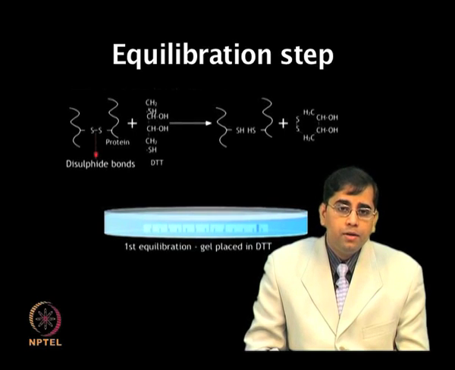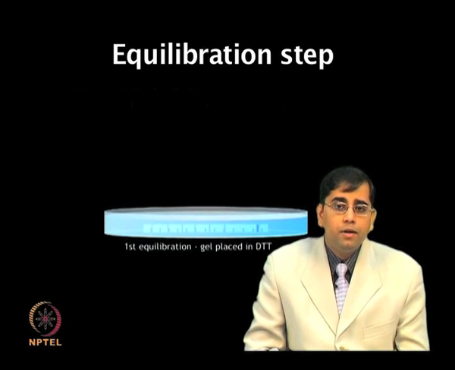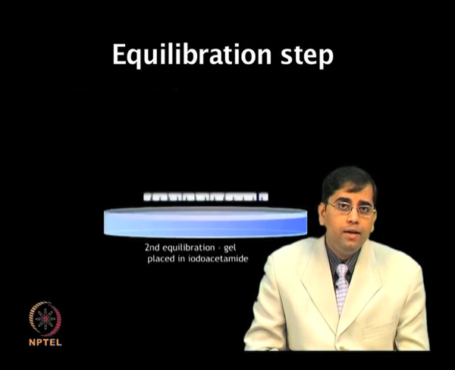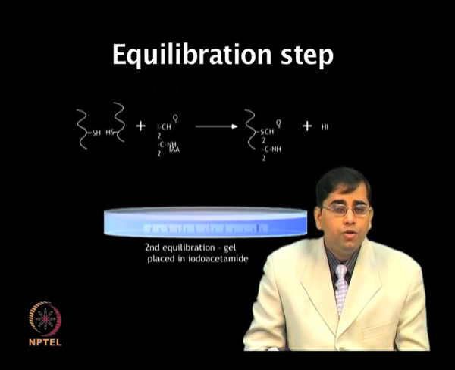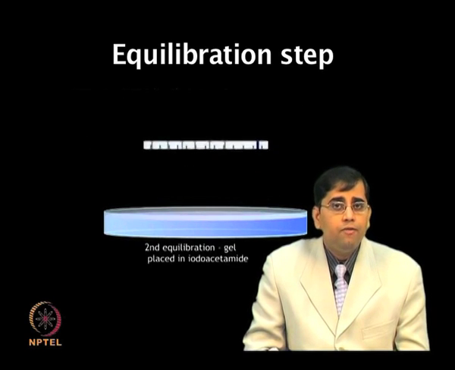Prior to the second dimension separation, an equilibration step is required. In equilibration, dithiothreitol brings about cleavage of the protein disulfide bonds, while iodoacetamide prevents reformation of these bonds by binding to the sulfhydryl groups.